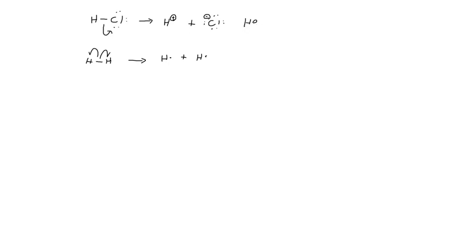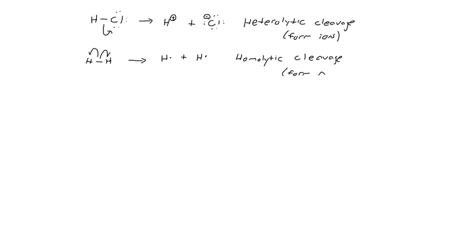So I'll write this here. This is heterolytic cleavage, hetero meaning different. With heterolytic cleavage, like I said, we will form ions. And homolytic cleavage, homo is the same. With homolytic cleavage, we form radicals.